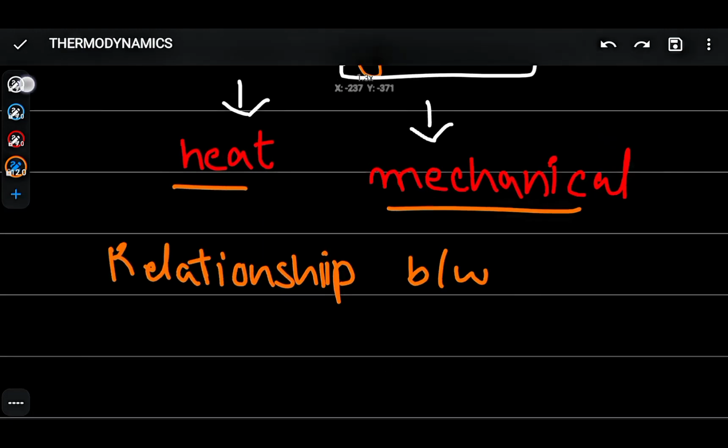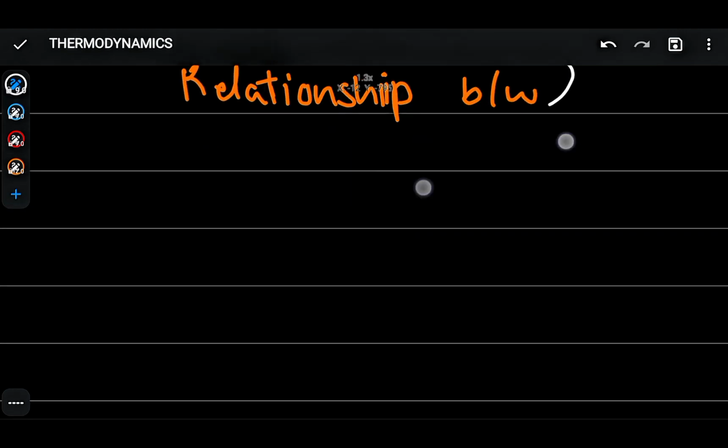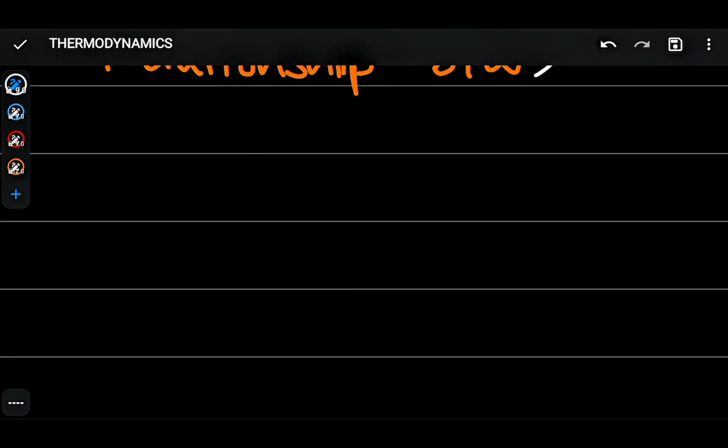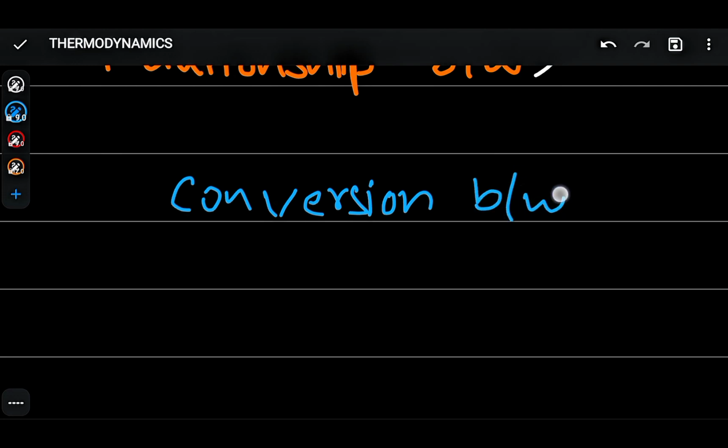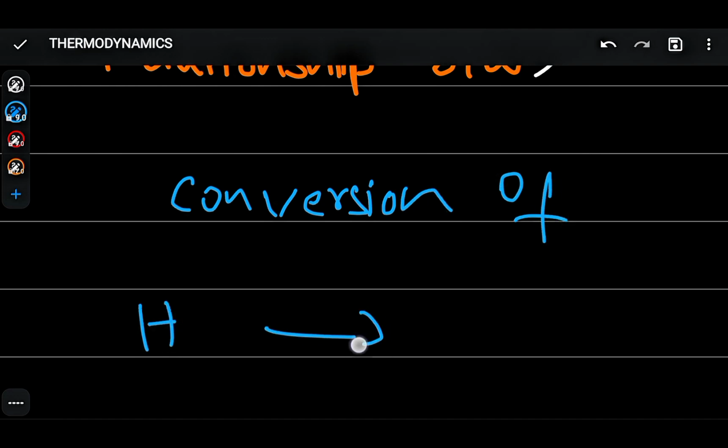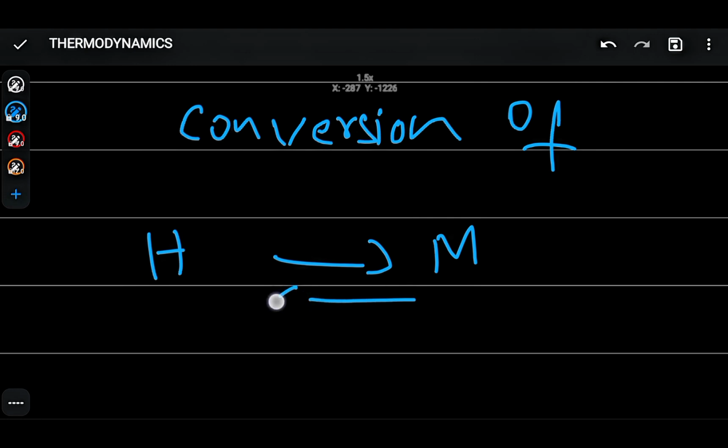Let me just do this for clarity. The relationship between heat energy and mechanical energy, or else you can say conversion, or in simple words, conversion of heat energy to mechanical energy or mechanical energy to heat energy is called thermodynamics. So there are some terms in thermodynamics.